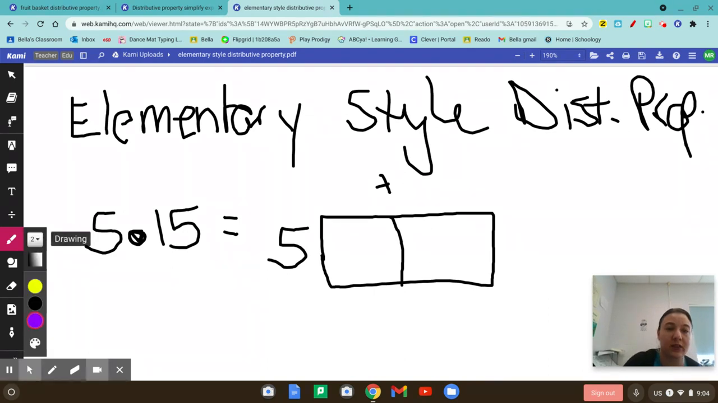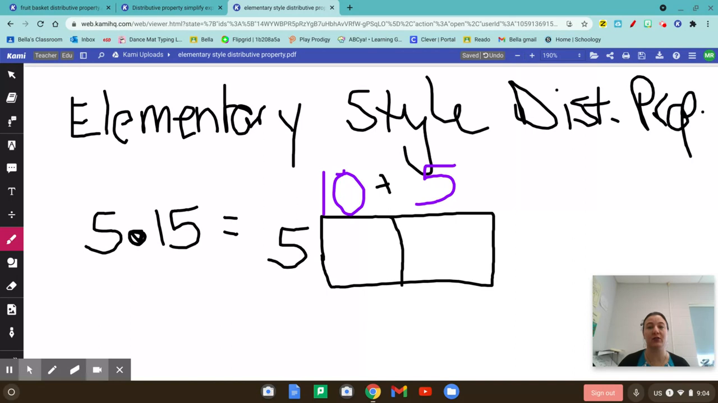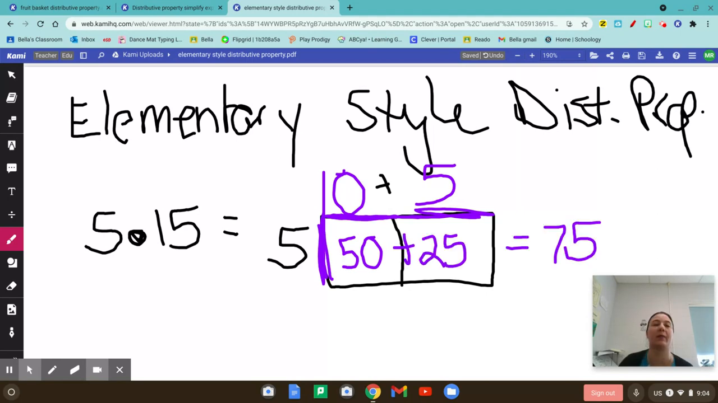So let's break up 15 into 10 plus what? 5, right. And then that's still 15. I'm still multiplying by 15, but I'll do it in pieces. I'll do 5 times 10, and I'm going to write the answer in this box, which is 50. This is called the area model because it's the length times the width. The next length of 5 times the next width of 5 makes an area, which I'm going to write in the box, of 25. And everything in the box comes to 75. And that's distributive property in elementary school.